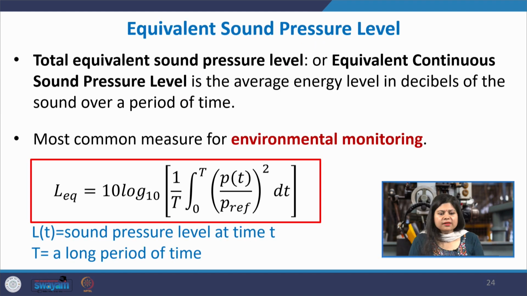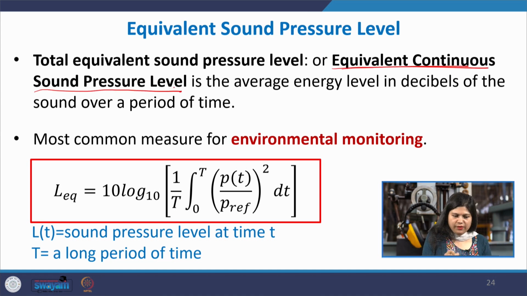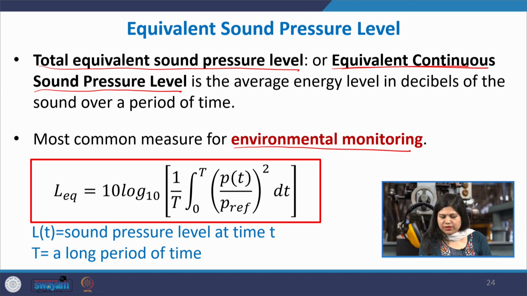There is another acoustic feature which is very much used. Already I have described what you mean by sound pressure level. There you see that it is 20 log 10 of P RMS by P reference. One variation to that is the equivalent continuous sound pressure level, or the total equivalent sound pressure level. This is the most important measure for environmental monitoring.